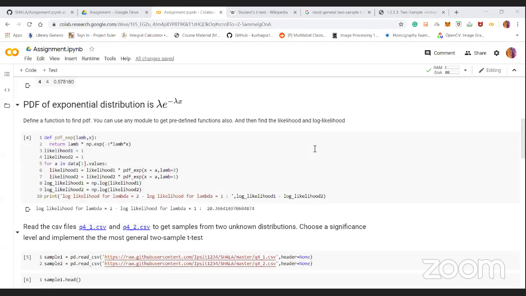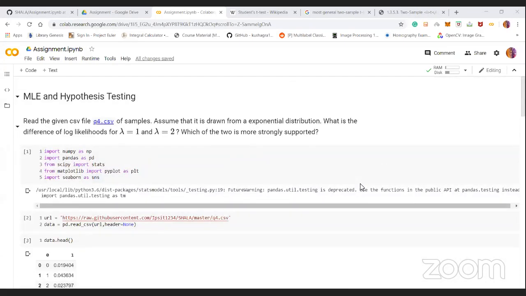Okay, hello everyone. Now we are starting with the tutorial. This time the assignment has two portions. One consists of descriptive questions and the other is a coding part. First we'll start with the coding part.